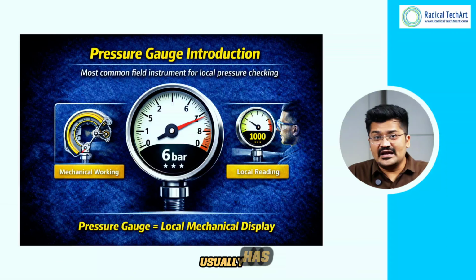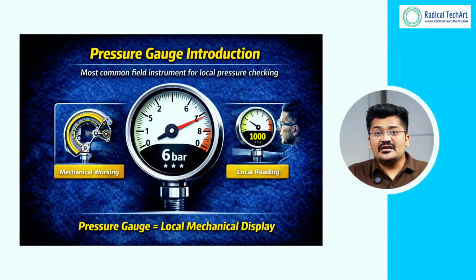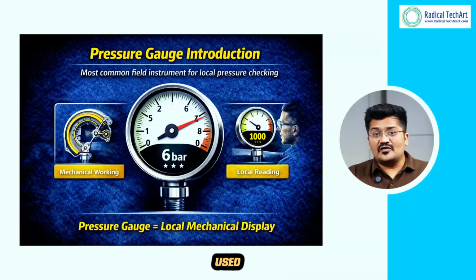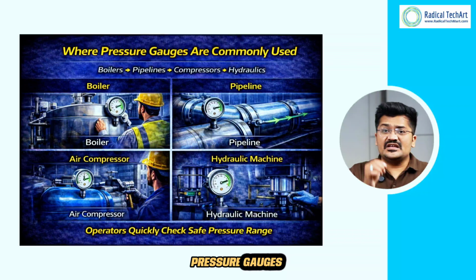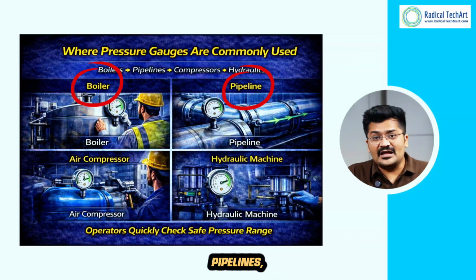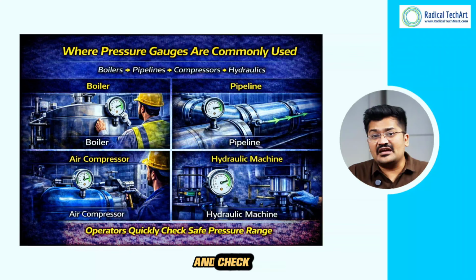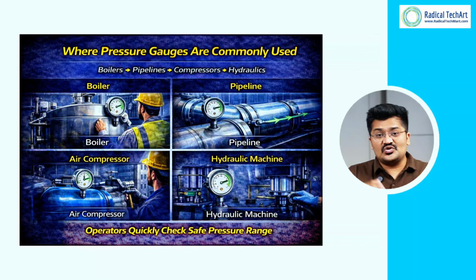The most basic pressure measuring device is the pressure gauge. A pressure gauge usually has a mechanical dial display. It shows the pressure value using a pointer and a scale. Pressure gauges do not require electrical power. They are commonly used for local pressure indication. You will often see pressure gauges installed on boilers, pipelines, air compressors, or hydraulic machines. Operators can quickly look at the gauge and check if the pressure is within the safe range or not.